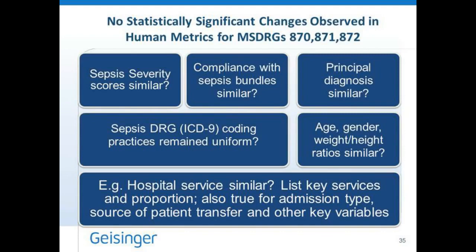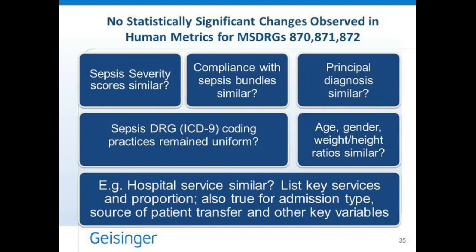Was the primary diagnosis similar? How about age, gender, weight, height ratios? These are things that can be extracted or obtained proactively with an appropriate IRB for human subjects or without if you're just doing a quality project. Are the hospital services that are treating these patients similar? This is all important things that can skew your results if you don't know that these things are maintained at a solid level while the other data variables are changing.